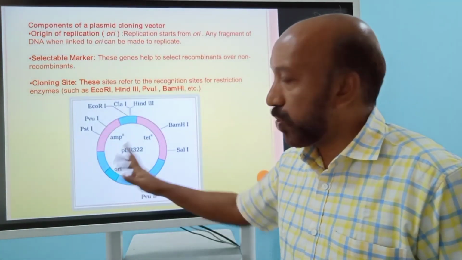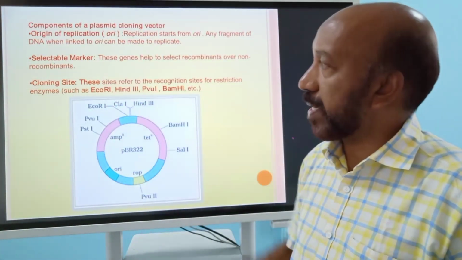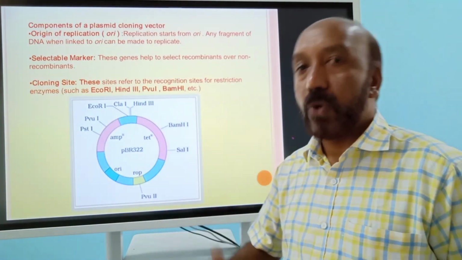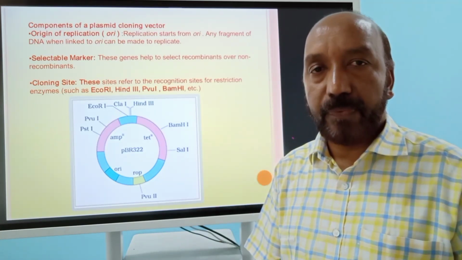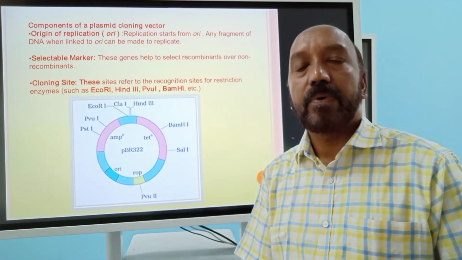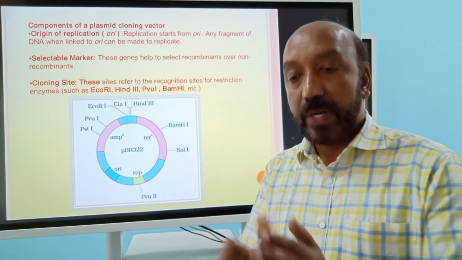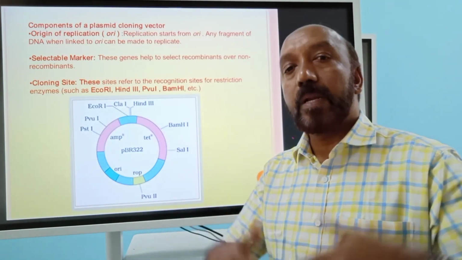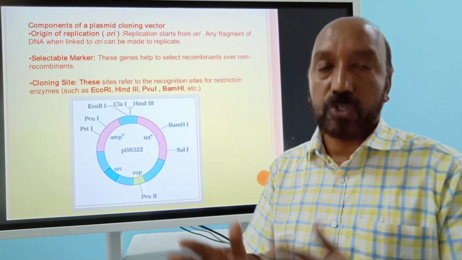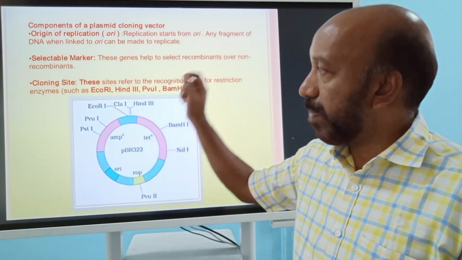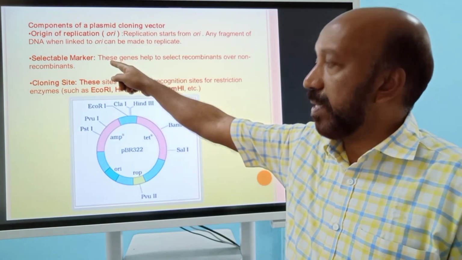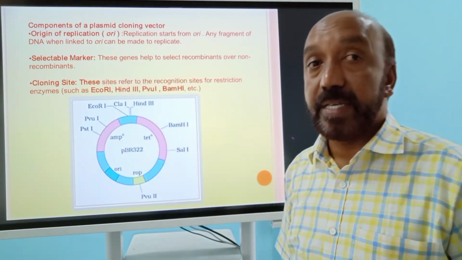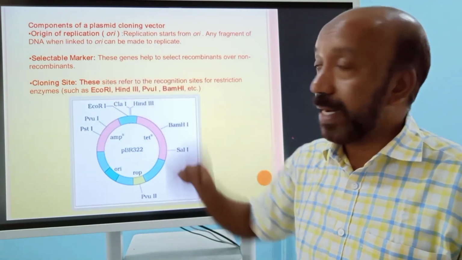So the first one is origin of replication. Second one, selectable marker. These genes help to select recombinants over non-recombinants. After the formation of the rDNA, we want to identify them as recombinant and non-recombinant, thereby separating transformants and non-transformants. By using the activity of particular genes, for example, ampicillin and tetracycline resistance genes can be used as the selectable marker.